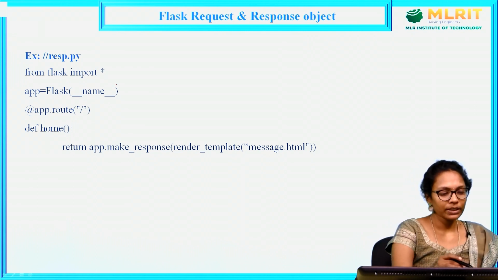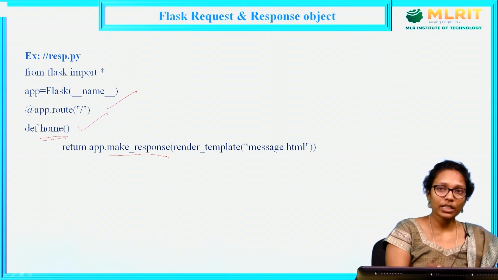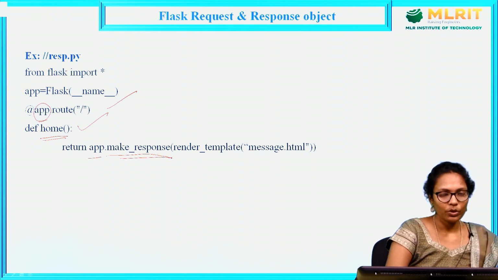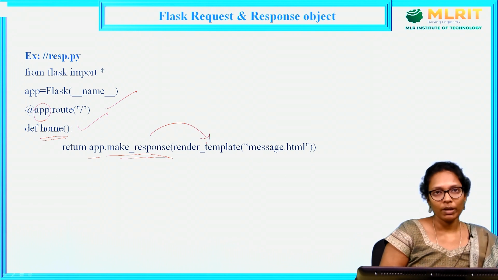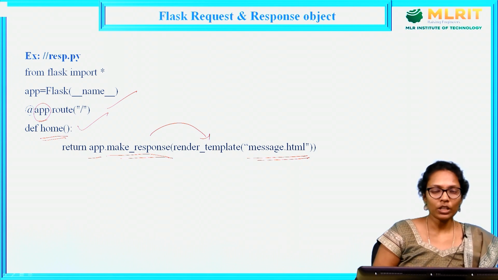So this is a Python file. For this route, this method will be executed. What is this method doing? This method is generating the response. So make_response, for which it is generating the response for this app. So app.make_response. How is it generating the response? Using again the HTML file. How to use the HTML file? render_template. The HTML file name is message.html.